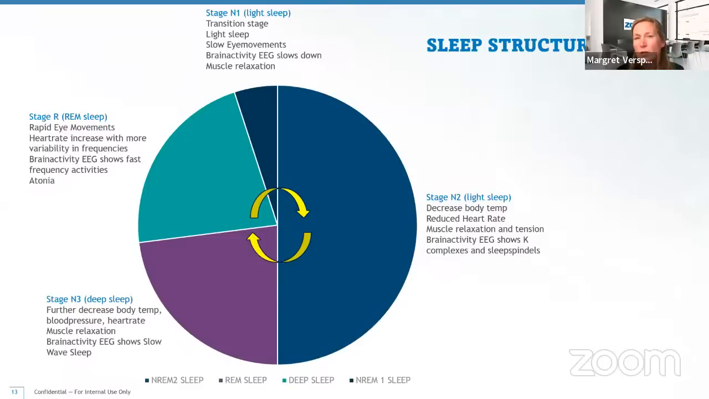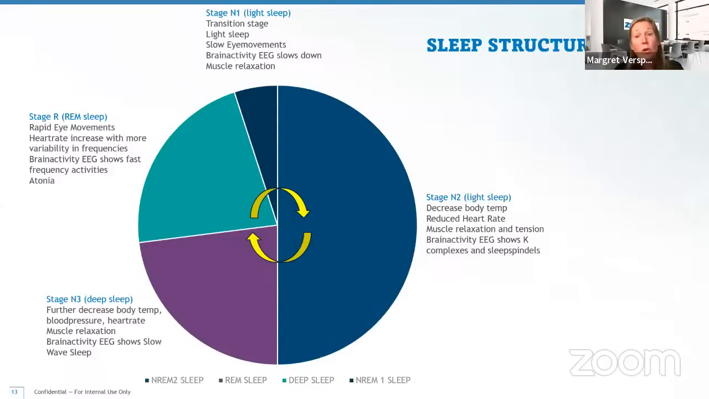We see different processes in the body and in the brain activity during the different sleep stages. So when a patient turns from wake into light sleep, it goes from wake to stage N1. In N1, the patient starts with slow eye movement, the brain activity in the EEG slows down, there is muscle relaxation, but it's very easy to wake up. When you are in stage N1, you just fall asleep, and when you hear a sound outside or somebody is moving next to you, you can easily wake up.